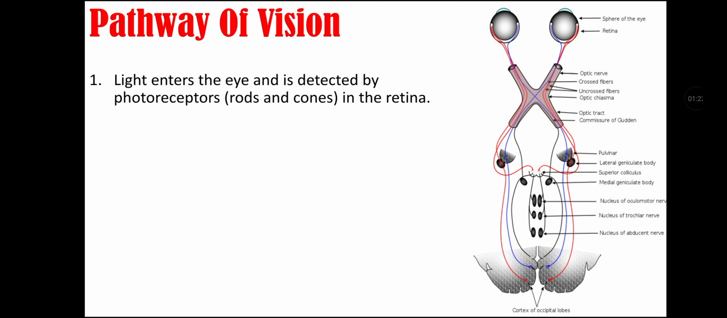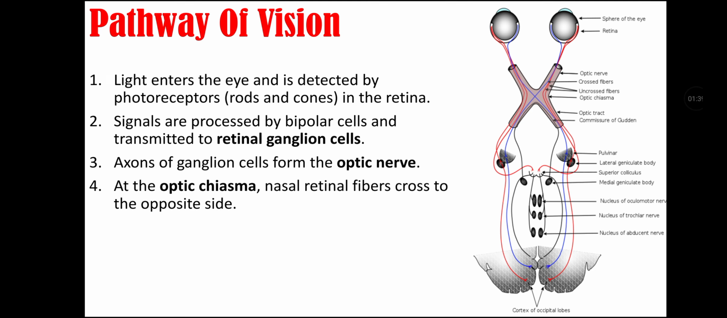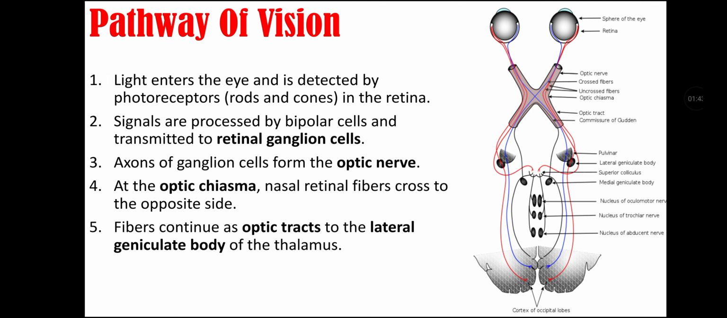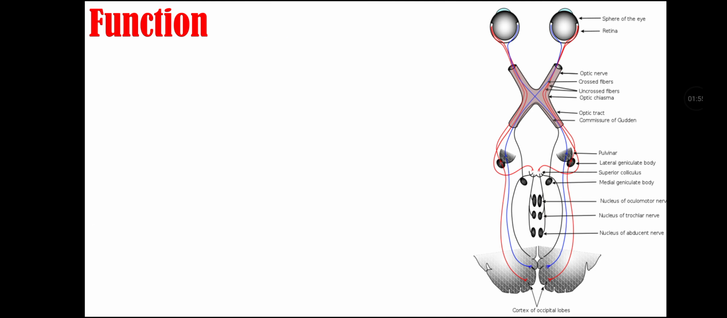Pathway of vision. It starts when light enters the eye and is detected by photoreceptors, that are rod and cone cells in the retina. Then the signals are processed by bipolar cells and transmitted to retinal ganglion cells. The axons of ganglion cells form the optic nerve, and at the optic chiasma nasal retinal fibers cross to the opposite side. Then these fibers continue as optic tracts to the lateral geniculate body of the thalamus. From there, optic radiation carries signals to the visual cortex in the occipital lobe for image processing.